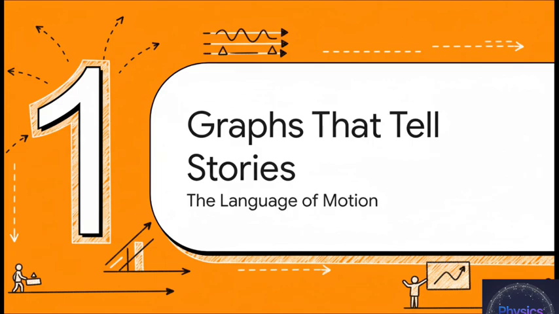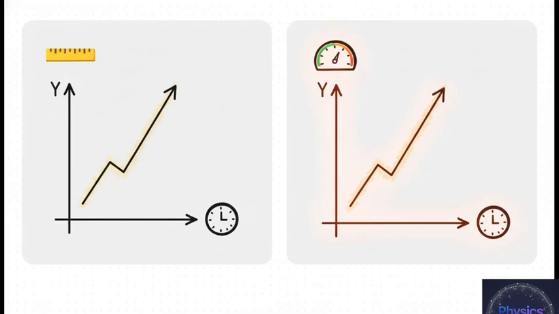So, where do we start? Well, like with any new language, we've got to learn the alphabet first. Before we can piece together the whole story of a journey, we need to understand the basic words and phrases of these graphs. Now, there are two main types of motion graphs you'll run into. There's the distance time graph, where the slope of the line tells you the speed. But today, we're focusing on its cousin, the velocity time graph.